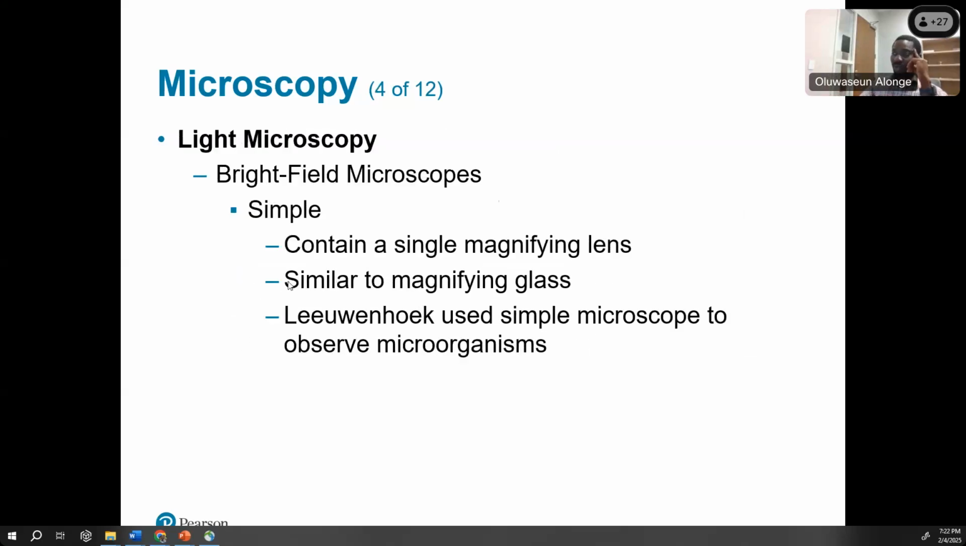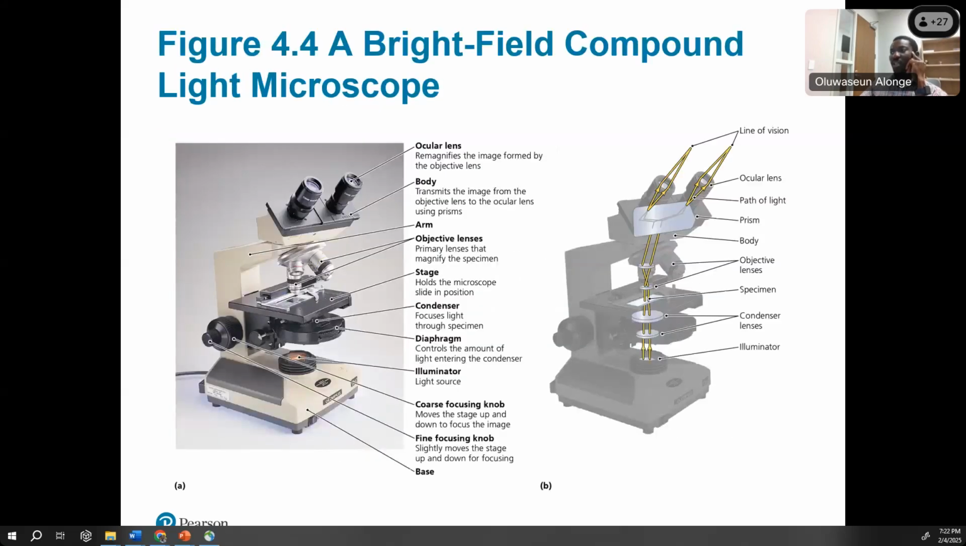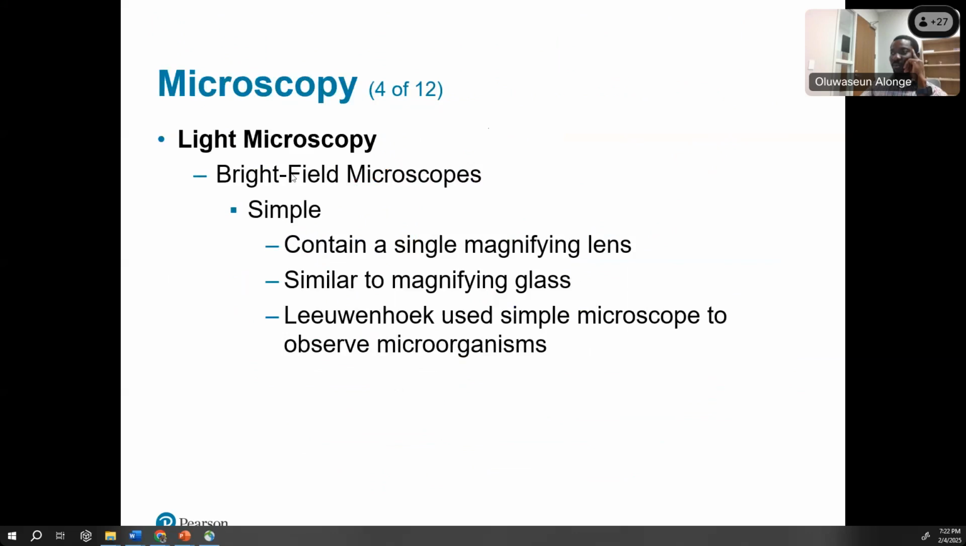All right. Now, we have different kinds of microscope. We have the bright field microscope. Okay, so we have the light microscope. That's the major thing. We also have the electron microscope. The light microscope uses light as its principle, whereas the electron microscope uses electrons as its principle in getting images.